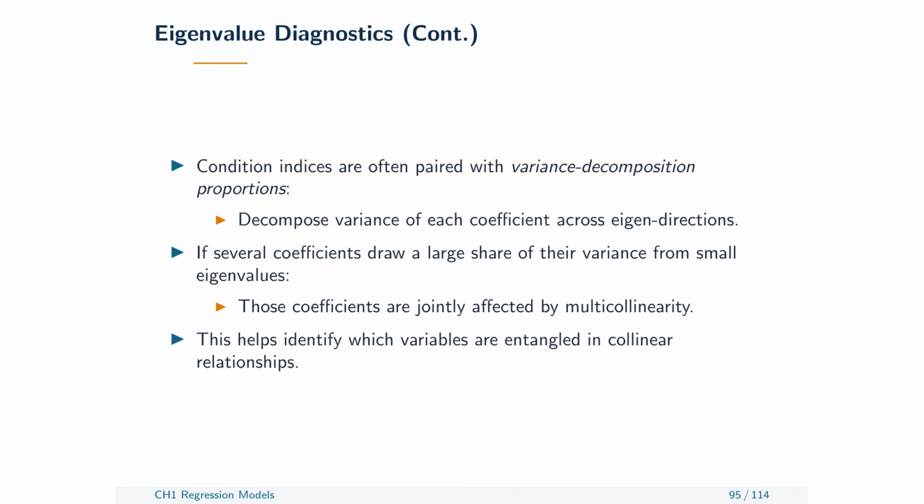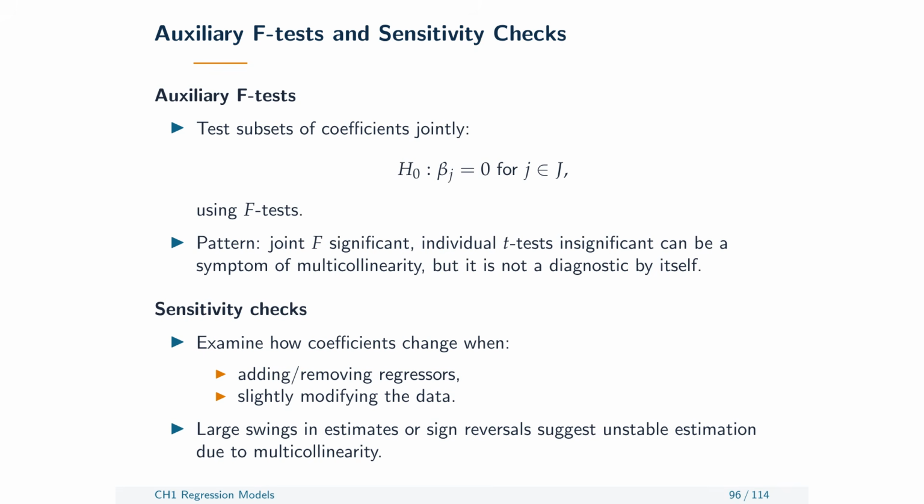Variance decomposition proportions can show which coefficients draw much of their uncertainty from the same small eigenvalue direction. This identifies groups of variables that are jointly entangled. Sensitivity checks add practical evidence by tracking coefficients when related regressors are removed, variables are transformed, or a few observations are changed.